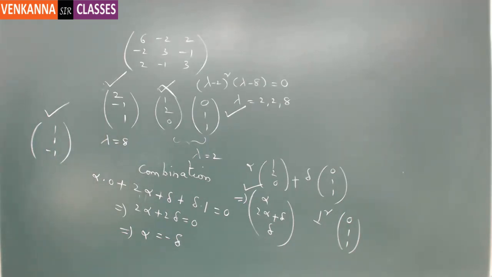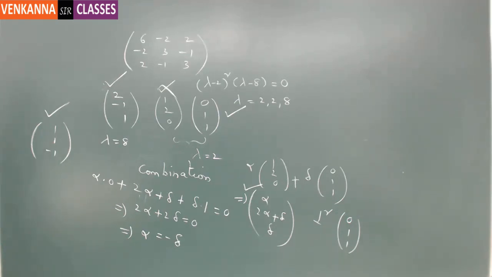So why am I writing a combination? The combination gives a new vector which is perpendicular to both the vectors 1 2 0 as well as 0 1 1. So assuming that the vector alpha 2 alpha plus delta delta is perpendicular to 0 1 1, solving the respective dot product equal to 0, I will get alpha is equal to minus delta. So randomly take alpha is equal to 1. So this is the corresponding vector. Or alpha is equal to minus 1, you can take that vector also, no problem. So these two vectors I have taken.